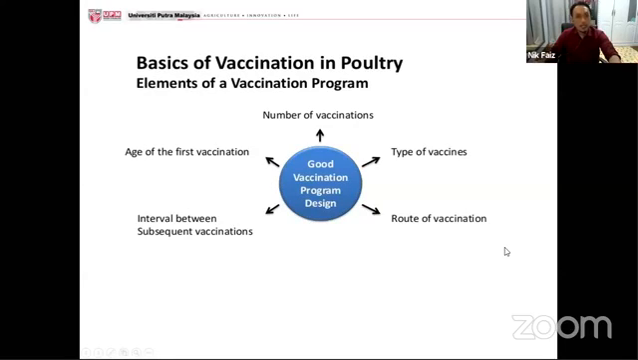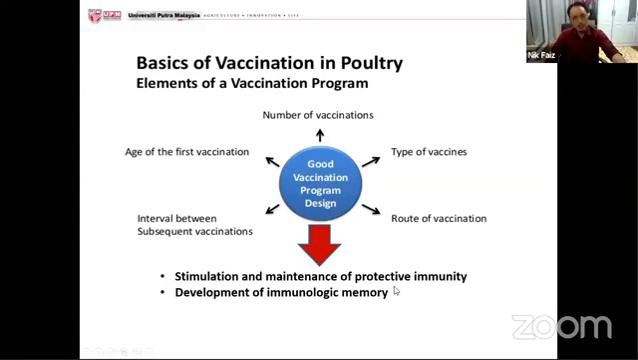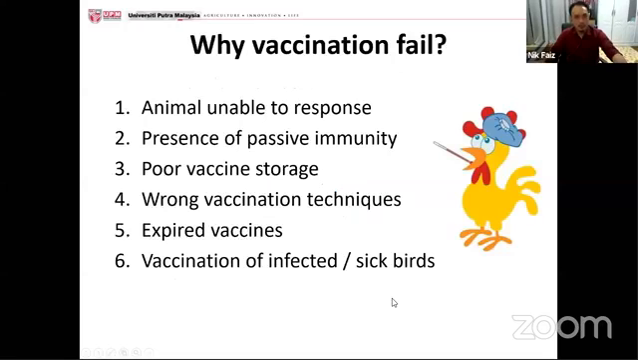And then the basic elements in vaccination programs: the number of vaccinations, meaning how many times you have to vaccinate; what type of vaccine you want to use, whether live or killed vaccines; what route of vaccination you want to use, and whether you have enough labor to use different vaccines; the interval between vaccinations; and the age of first vaccination. All of these are important when you're planning a vaccination program. You want to stimulate and maintain protective immunity and develop high immunologic memory. That's the objective of vaccination.